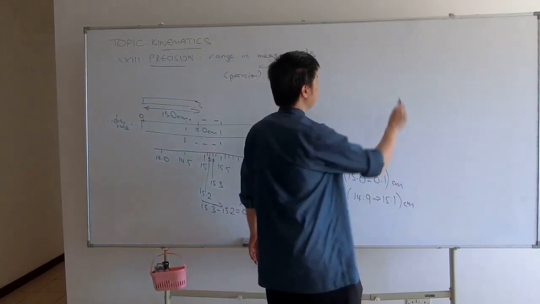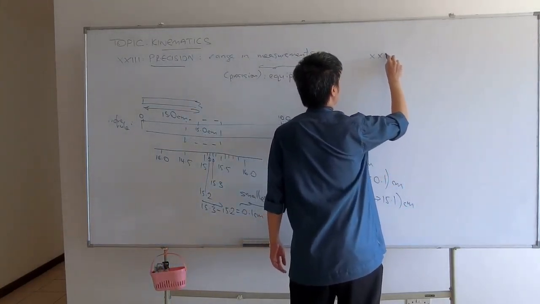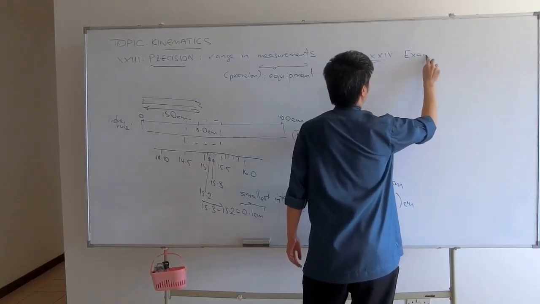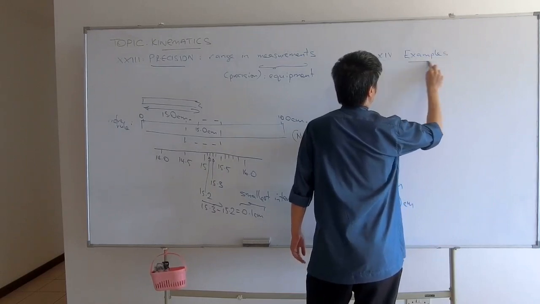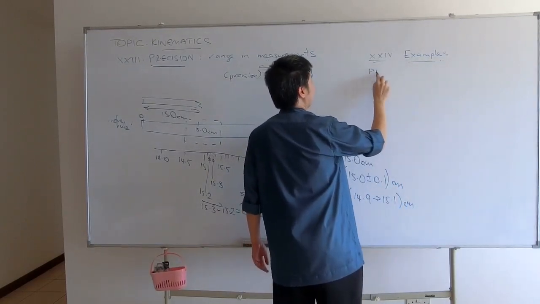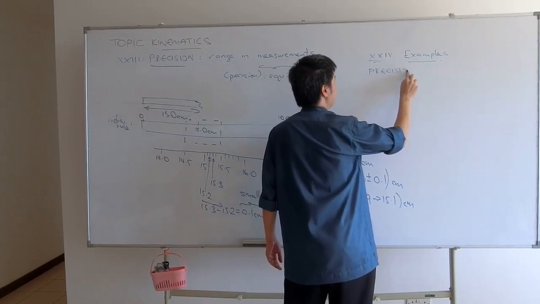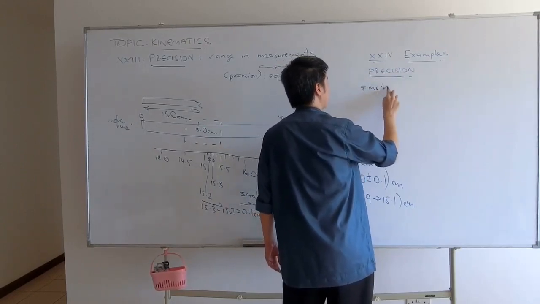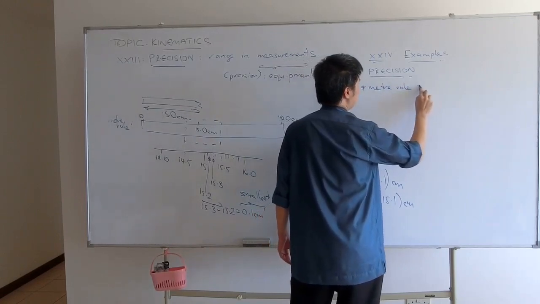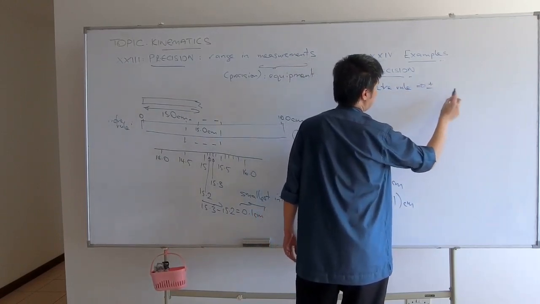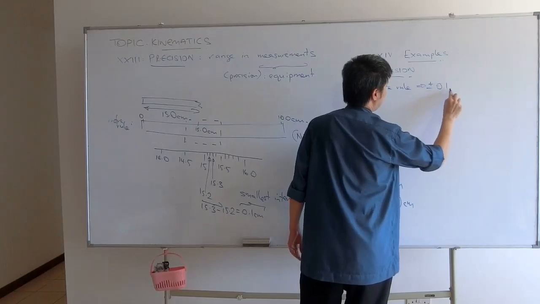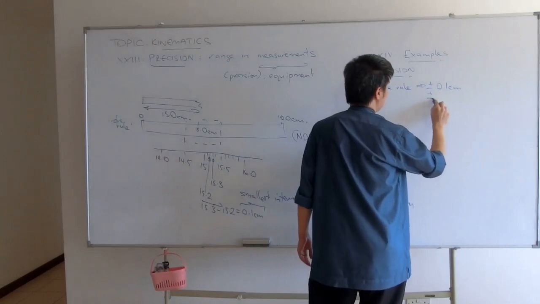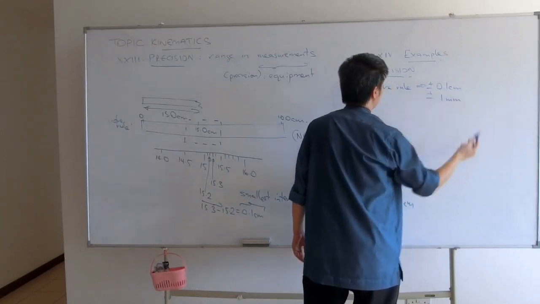If you actually check in the paper, you will see in examples 24, the examples. What is the precision of your meter rule? In this case, meter rule would be around plus minus 0.1 centimeter. Also, you can actually write in meters, plus minus 1 millimeter.